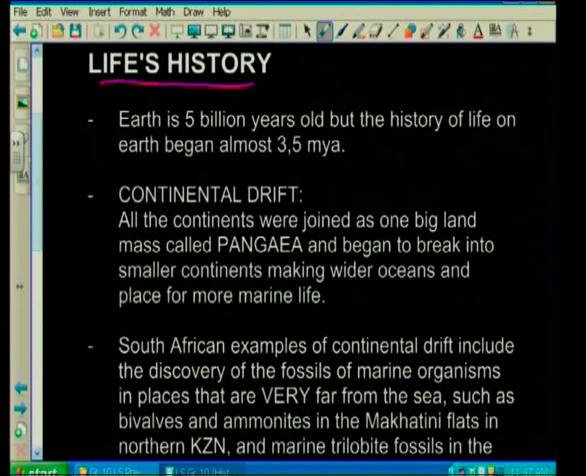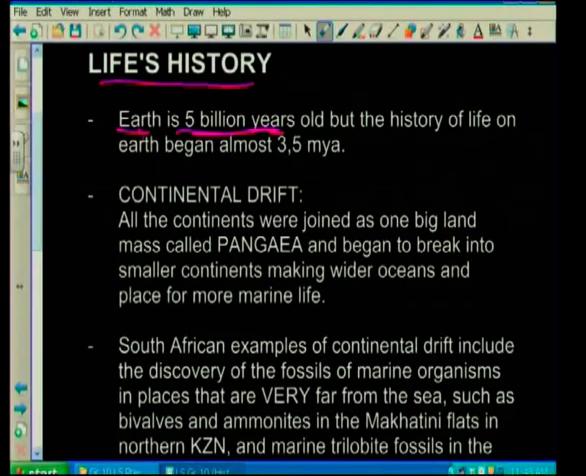Right, life's history now. Remember that the Earth is 5 billion years old. In some textbooks, you can say that the Earth is 6.5 billion years old, but it ranges between 5 and 6.5 billion years old. Remember, there was no one that existed at that time to know exactly when the Earth actually began, when that explosion started.